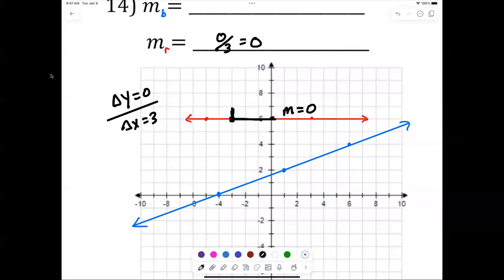No, very good. It doesn't matter. 0 divided by 4. What's 0 divided by 4? What's 0 divided by 10? 0 divided by anything. There you go.